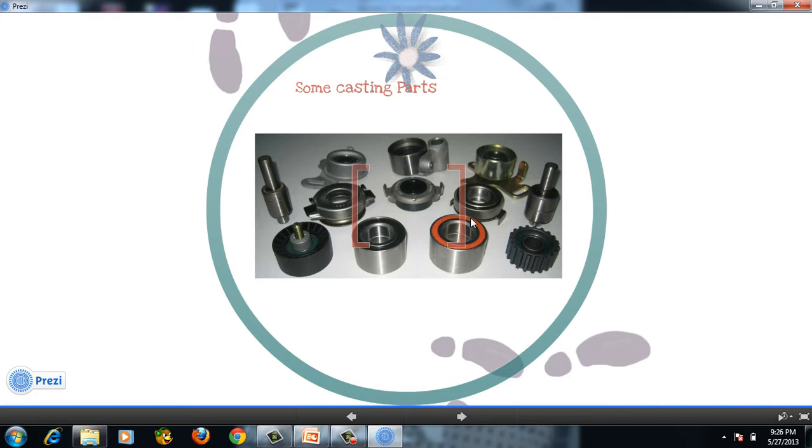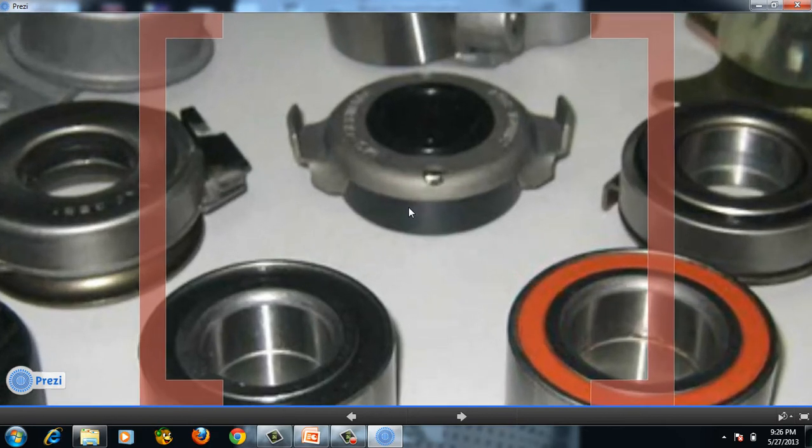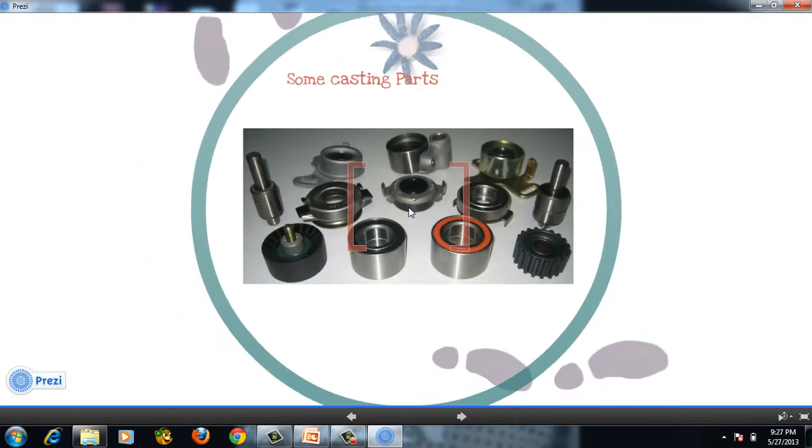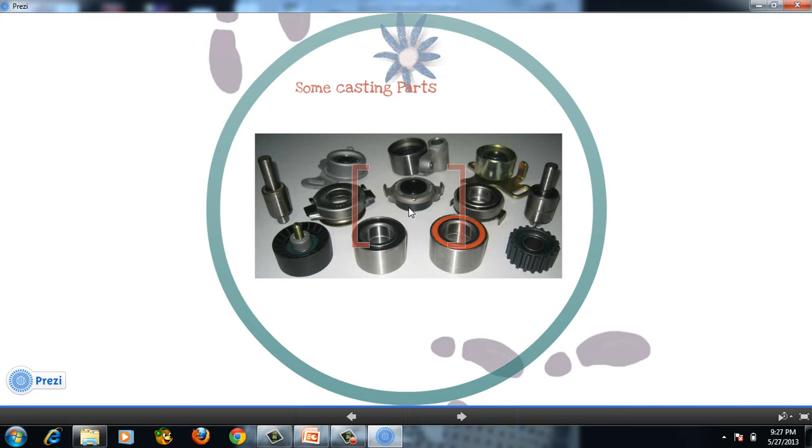So let us see some casting products. You can observe clearly, there are so many products here, many related to the IC engine, to the automobile, and to many other machines. They are manufactured using metal casting. So metal casting is a very big manufacturing process. I would say most of the components are manufactured through metal casting. So this, in brief, is what the metal casting process is.